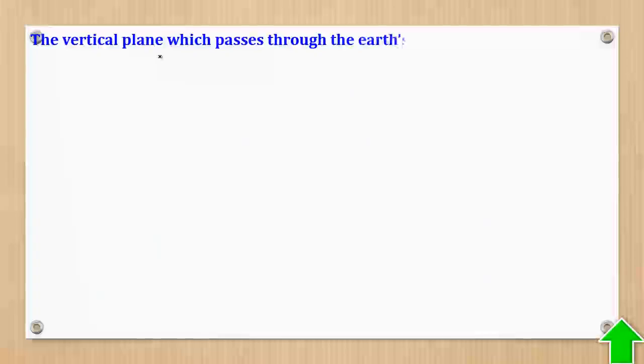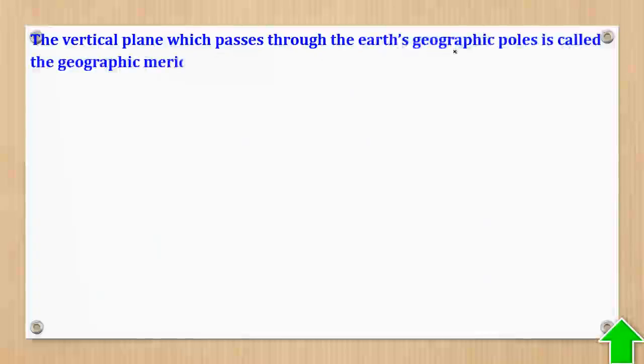So the vertical plane which passes through the Earth's geographical poles, that is geographical north and geographical south, is what we call the geographic meridian. I think we have seen that.